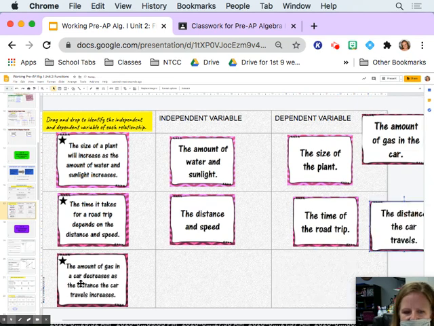The amount of gas in a car decreases as the distance the car travels increases. So which one can you control? The distance the car travels. I think you can control both of them on this one, but you've got to figure out which one's going to affect the other. The gas in the car will affect how much distance you go.